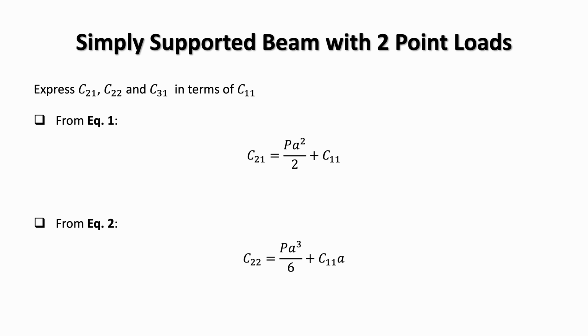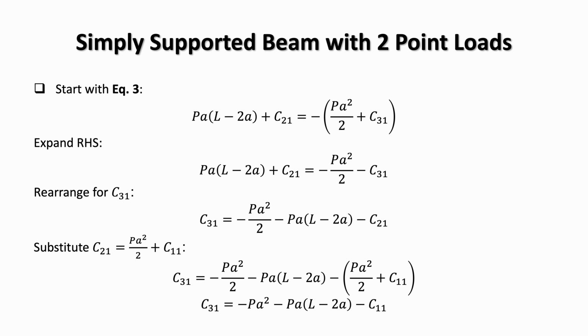We'll now start by solving the system of equations by expressing some of the constants in terms of a single unknown. From equation 1, which came from continuity of slope at B, we can arrange directly to express C21 in terms of C11, and we get that C21 equals PA squared over 2 plus C11. Next, from equation 2, which came from continuity of deflection at B, we'll rearrange that to express C22 in terms of C11. And this gives us PA cubed over 6 plus C11 times A. We'll move on to equation 3.